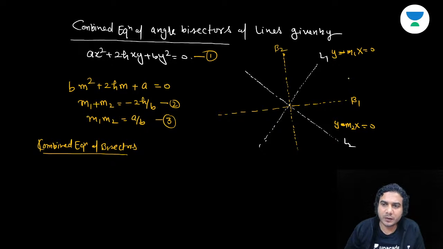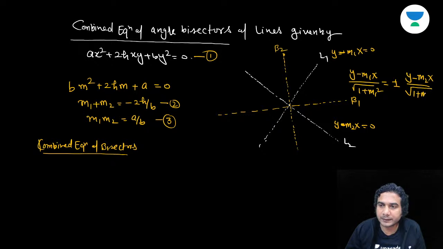So the equation of bisectors is going to be y minus m1x divided by under root of 1 plus m1 square is equal to plus minus of y minus m2x upon under root of 1 plus m2 square. All right, so if you take plus sign, you'll get one of the bisectors. If you take minus sign, you'll get another bisector.